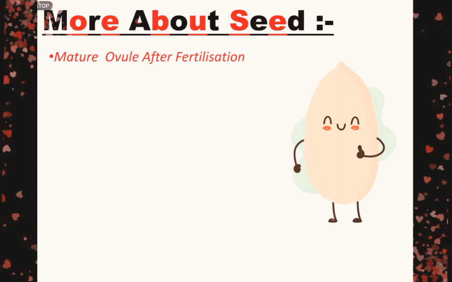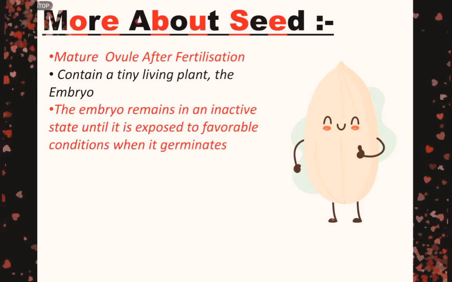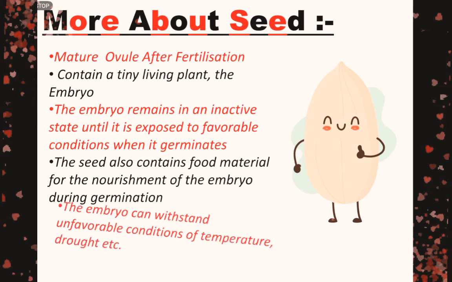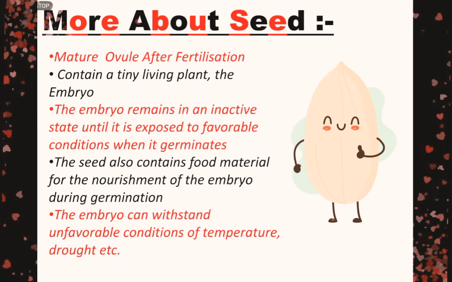Seed is a mature ovule after fertilization. It contains a tiny living plant called the embryo. The embryo remains in an inactive state until it is exposed to favorable conditions, then it germinates. The seed also contains food material for the nourishment of the embryo during germination. The embryo can withstand unfavorable conditions of temperature, drought, etc. Do you know what? I hear some seeds are dormant up to more than 100 years.